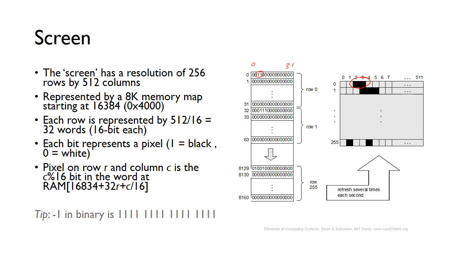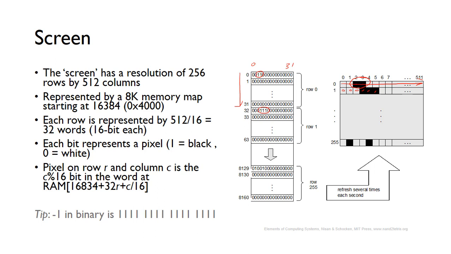And again, then row 1. Words 0 to 31 will represent this first row here, and then row 1 will start at 32, and we can see in this example here that we've got 3 zeros and 3 1s, so that corresponds to these 3 pixels being off and these 3 being switched on. So we can actually address each individual pixel on the screen.